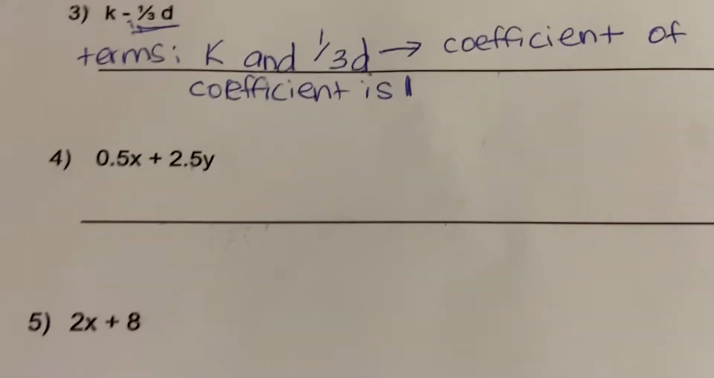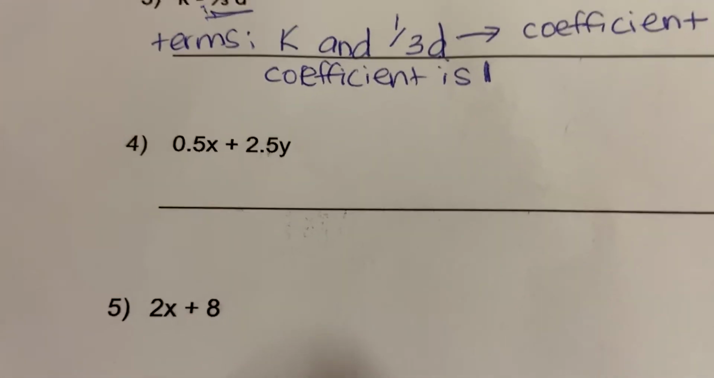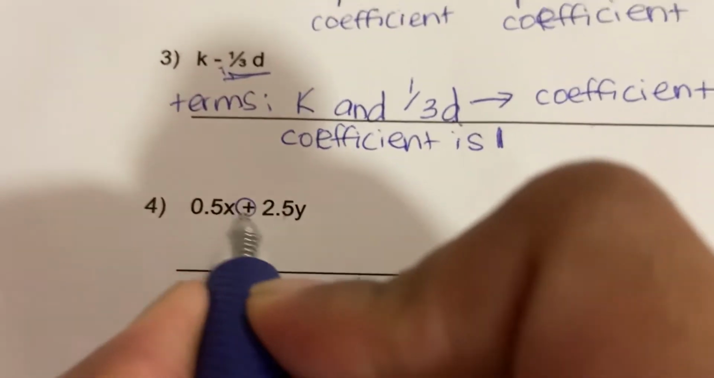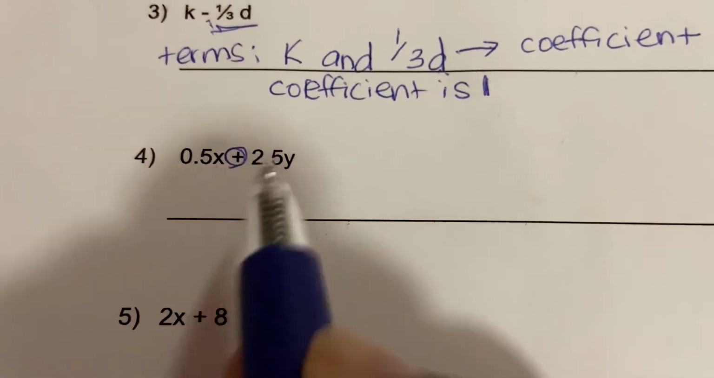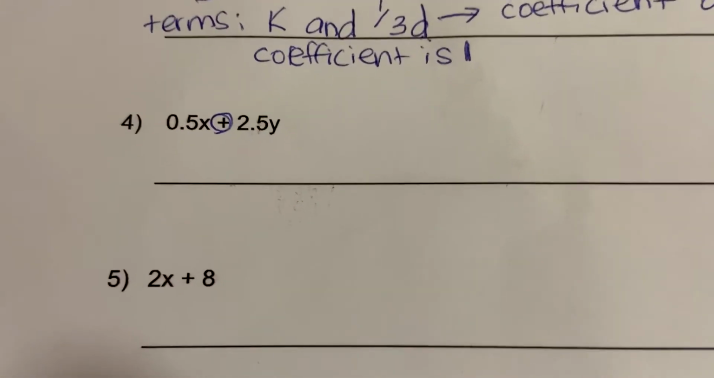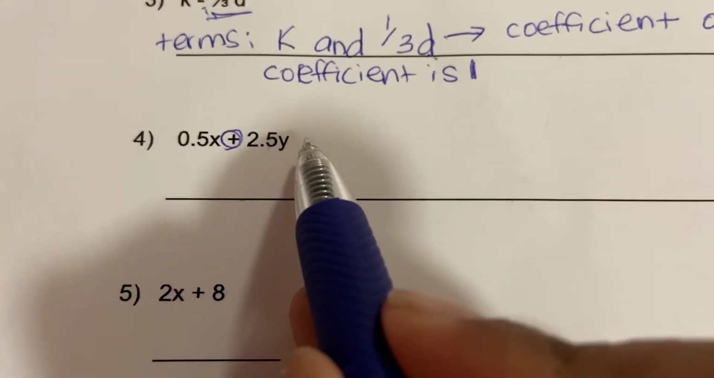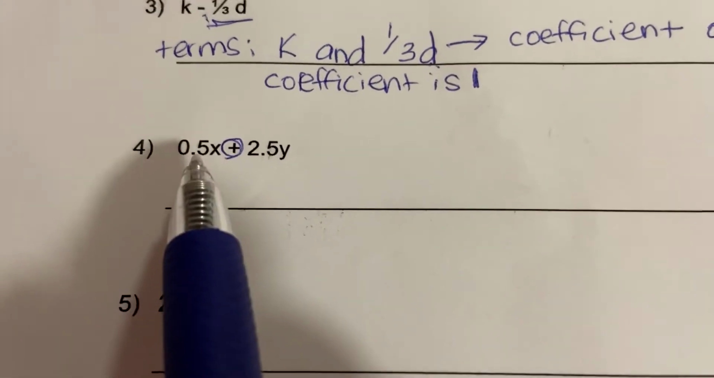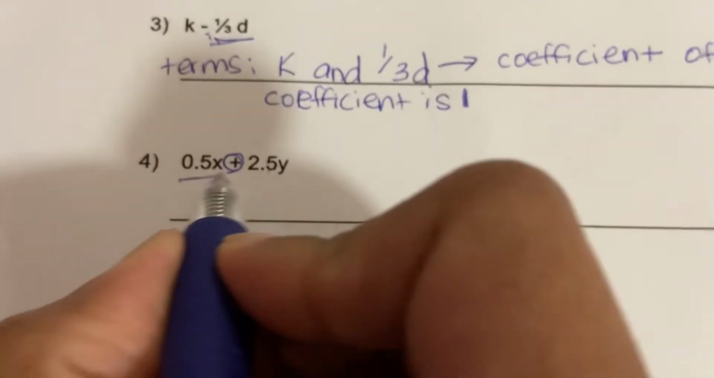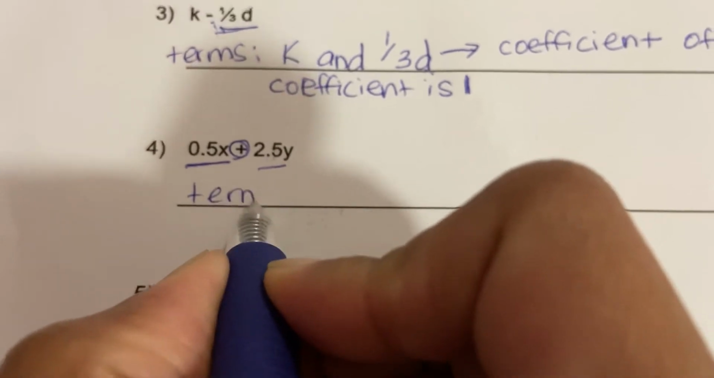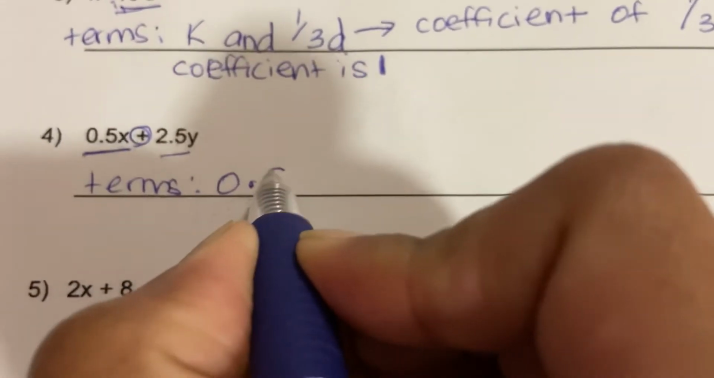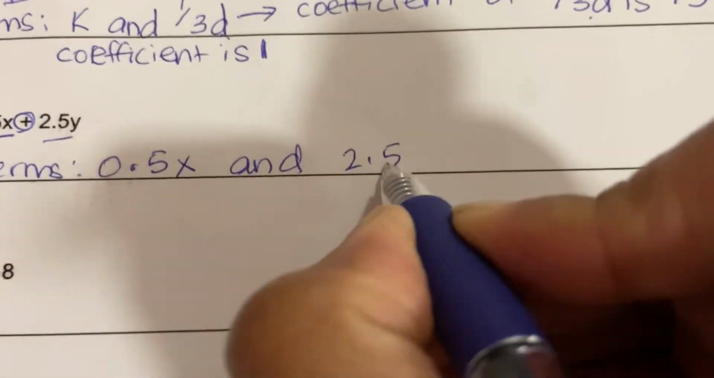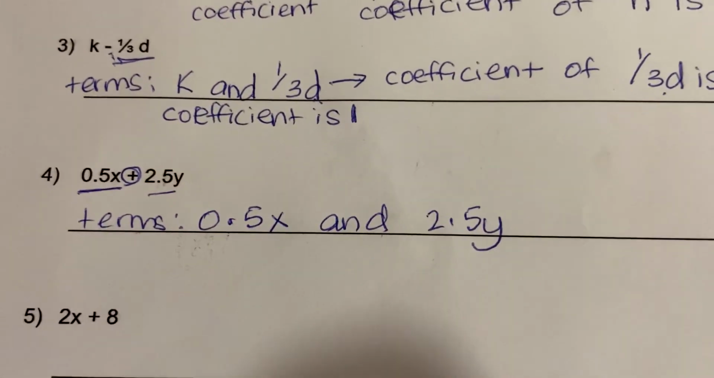Okay, number 4. First thing I'm looking for, is there an addition or a subtraction sign? Once I've spotted it, I know that what's on either side are my terms. We're soon going to see multiples. If I have another addition sign, that means this will have 3 terms. But in this case, we just have 2. My terms are 5/10 x and 2 and 5/10 y.